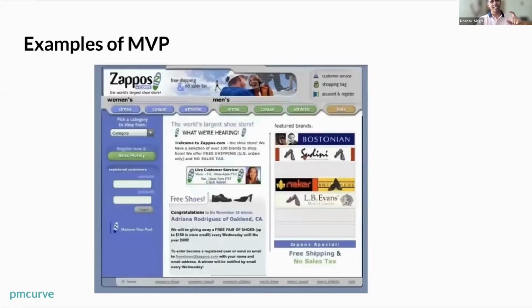So the first was Zappos. What Zappos did was create a website, saying that you can order a shoe. And they took this shoe from the mall or some store and then shipped it to the consumer, right? So purely a dropshipping model. And this was an MVP because they didn't have to spend on warehousing. They didn't have to spend on supply chain and all those things. They could just get an online order and deliver it.